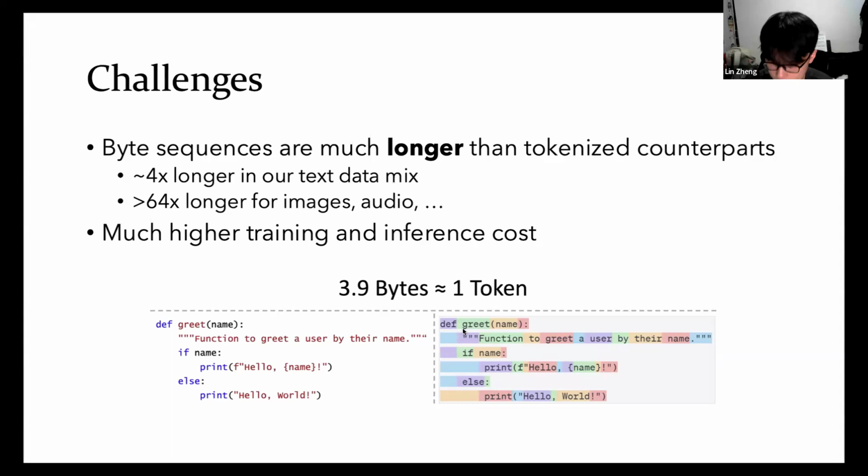In the standard transformer architecture, where standard attention scales quadratically with the sequence length, much longer sequences add much more compute overhead to training and prefilling procedures. And at decoding time, because of the autoregressive sequential prediction nature, the model has to spend much more decoding runtime to generate the whole sequence in terms of bytes rather than tokens.